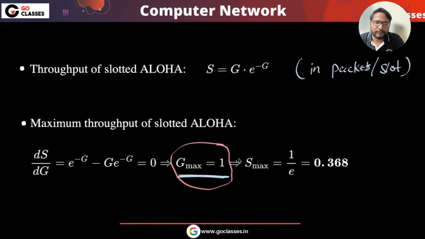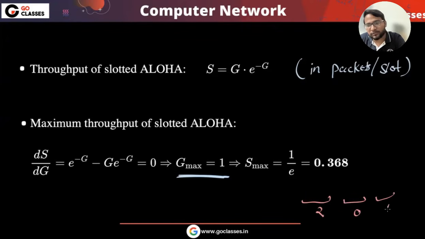Can anyone guess it? If the system is also generating just one frame per slot, then what is the problem? Why are we not directly sending it? Because this is an average, right? I mean, G is an average, which means sometimes the system will generate two frames, sometimes 0, sometimes just 1, sometimes 2, sometimes 3, and so on, right? So this is an average.